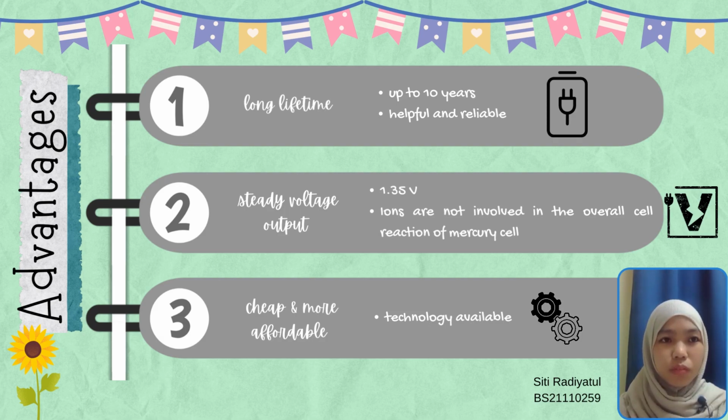Next, we move on to the advantages of the mercury cell. Number 1, the mercury cell has a long lifetime, where this battery can last up to 10 years. Therefore, it is helpful and reliable to us. Number 2, steady voltage output, which is 1.3 volts. It is because in the mercury cell reaction, the ions are not involved. Number 3, cheap and more affordable. It is caused by the materials used in this cell being available nowadays. Thus, it is more convenient to obtain due to modern technologies.